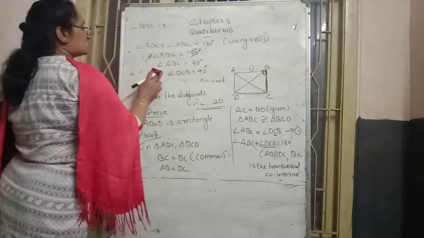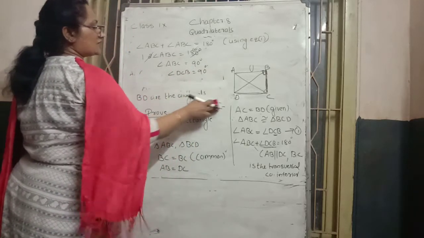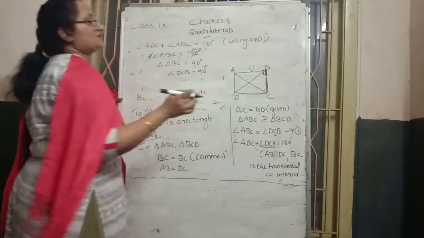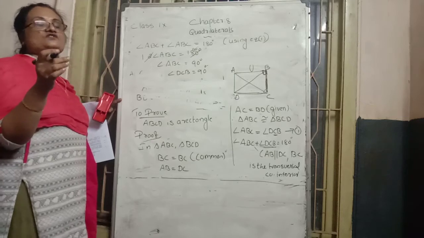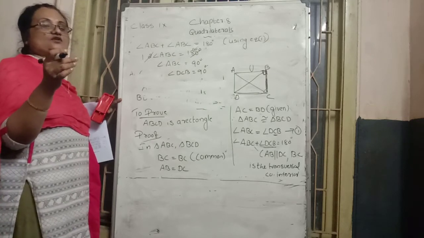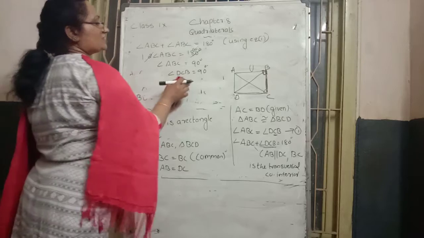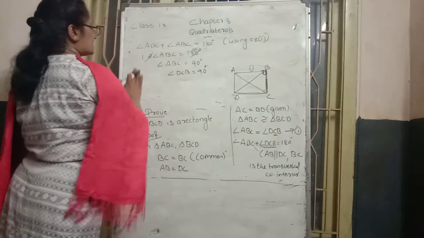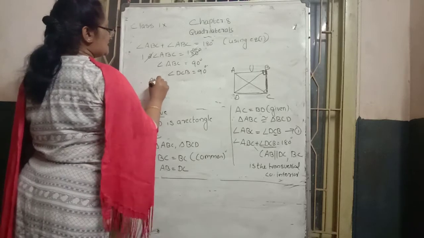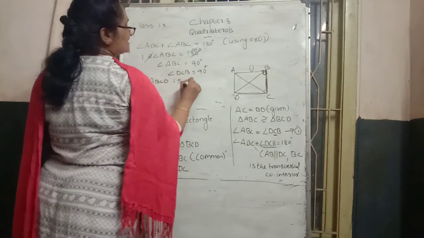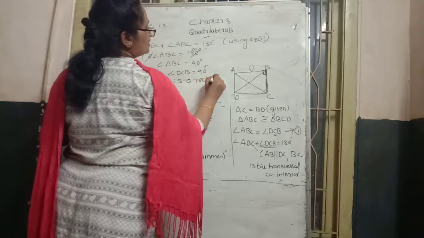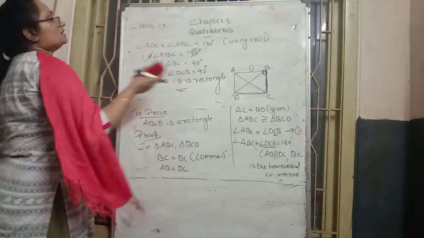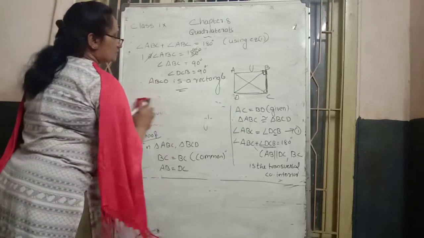So what can we prove? Therefore, we can say ABCD is a parallelogram. Already we proved that sides DC and AB are opposite sides, and they are equal, and one angle becomes 90 degrees. These are the properties of a rectangle. Therefore, ABCD is a rectangle. Hence we proved this. That is the procedure for doing this question.